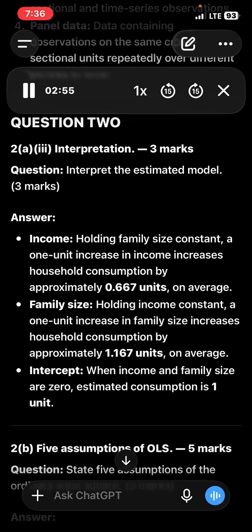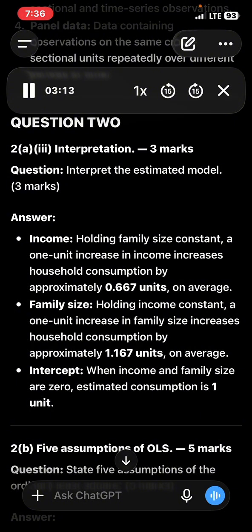2B. 5 assumptions of OLS. 5 marks. Question. State 5 assumptions of the ordinary least squares. 5 marks. Answer. 1. Linearity. 2. Random sampling. 3. Zero conditional mean. 4. No perfect multicollinearity. 5. Homoscedasticity.